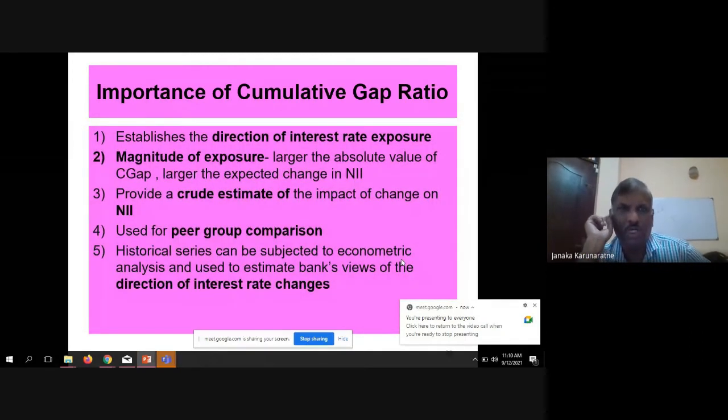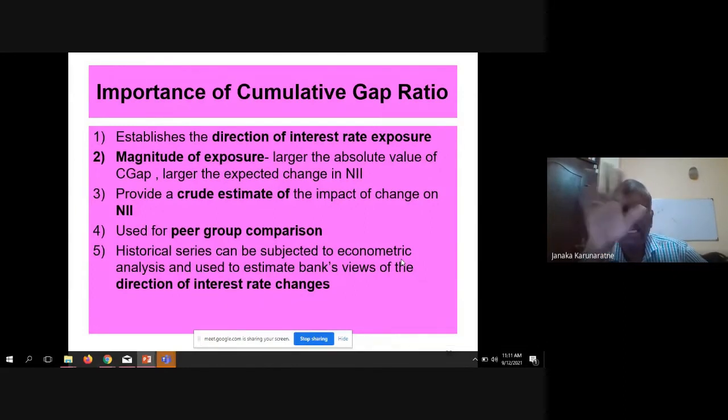Now, what is the importance of cumulative gap ratio? Before that, any questions anybody would like to ask? No, okay.